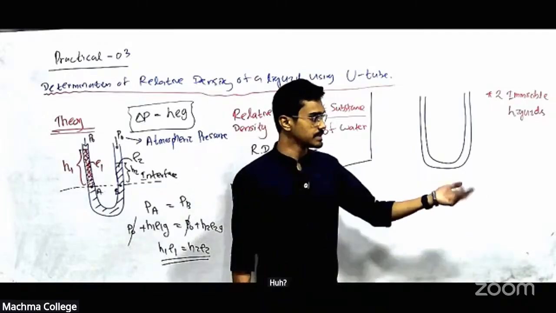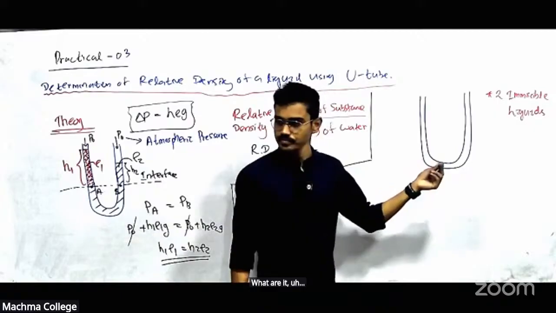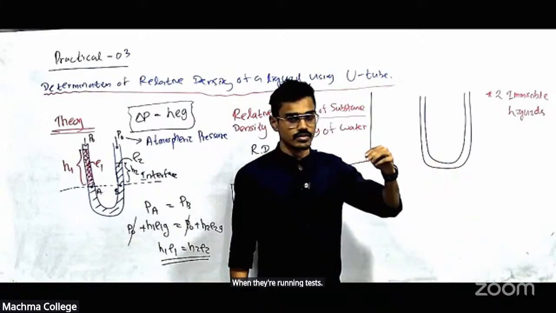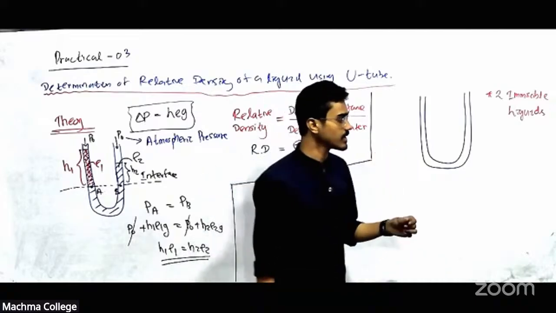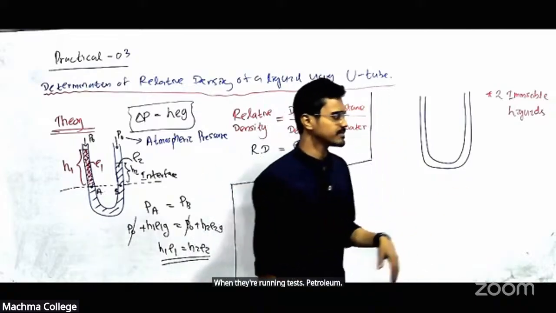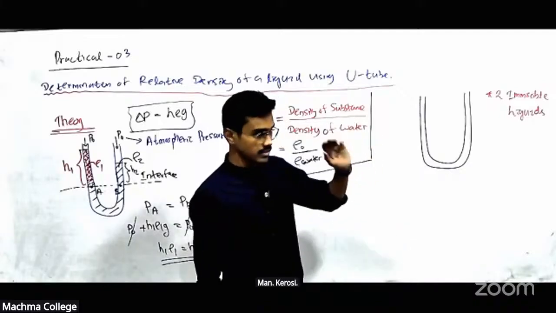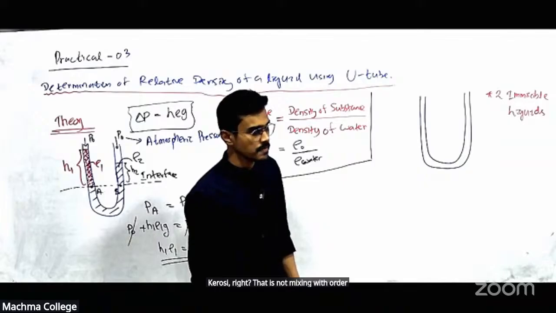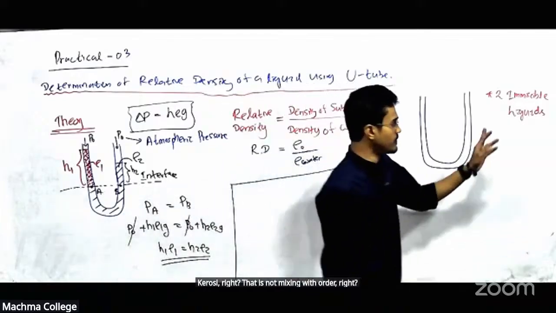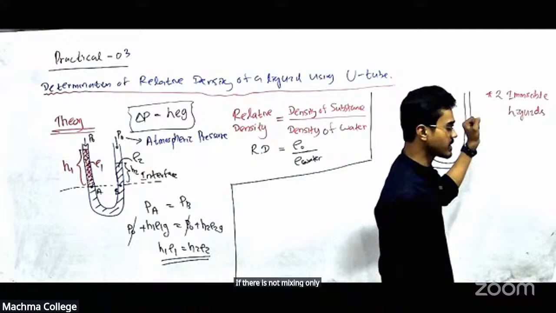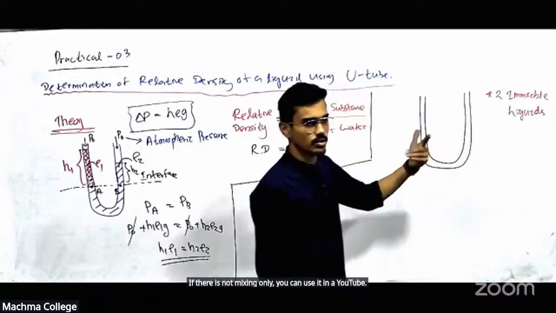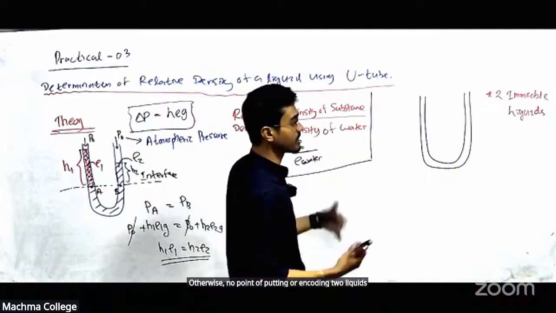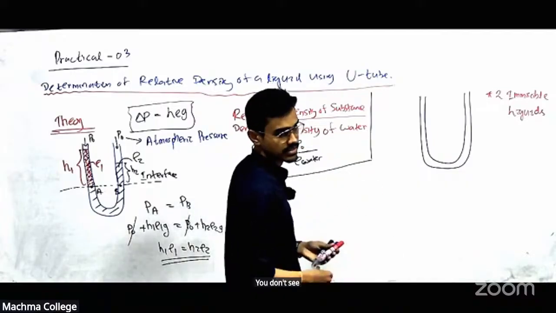Water with kerosene, right? Kerosene can be used, that is not mixing with water. Only if they do not mix can you use them in a U-tube. Otherwise there is no point of putting two liquids into a U-tube if they are mixing with each other. You don't see an interface, right?